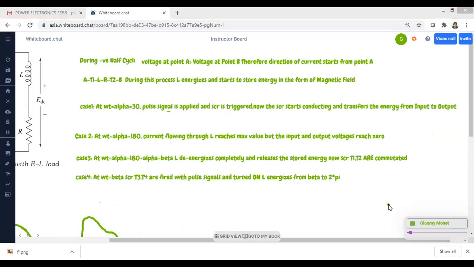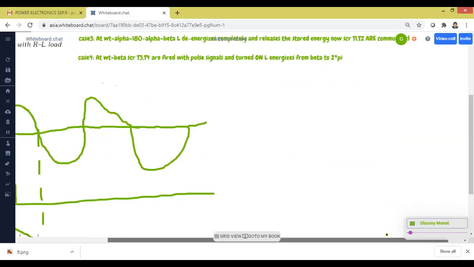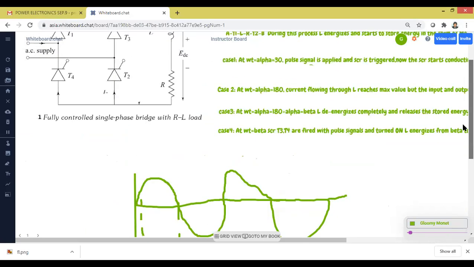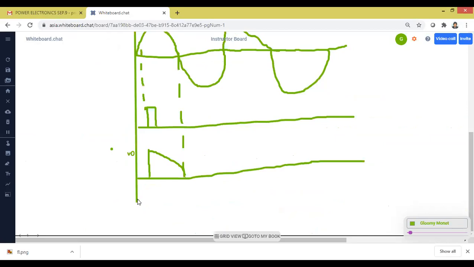Okay, this is what we have represented here. This graph explains that at this point T1 and T2 are on and current flows through the SCR. Since we are using a large value of inductor, let me draw for this one. The current flowing through the inductor will not increase suddenly and will not decrease suddenly. So the current flowing through the inductor will increase exponentially.